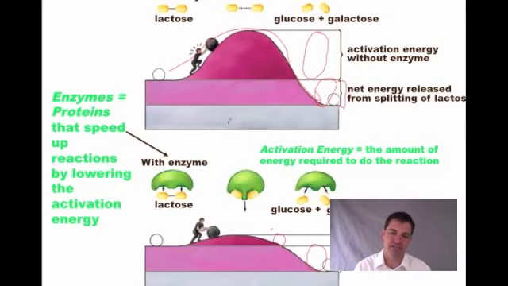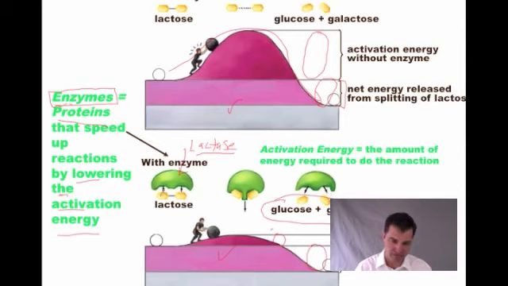So the difference between this picture here and this picture here is we have an enzyme involved. And enzymes are proteins that will speed up chemical reactions by lowering the activation energy. They don't get used up in the reaction. You notice in this case, here's my protein. This is the enzyme lactase, which will help you break down the sugar lactose. And as I break down the lactose, I break it down into glucose and galactose, you see there.